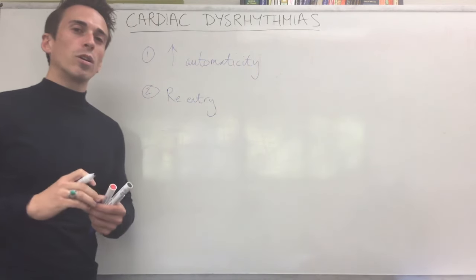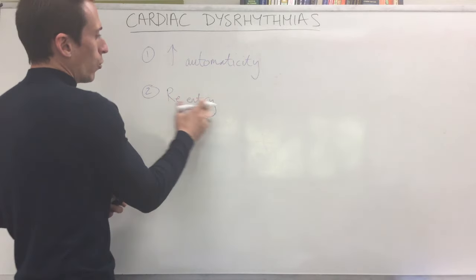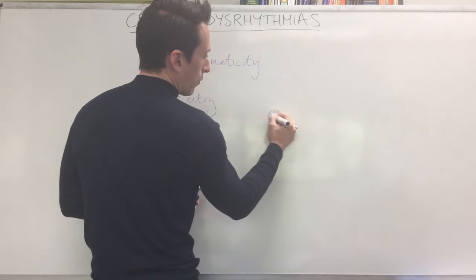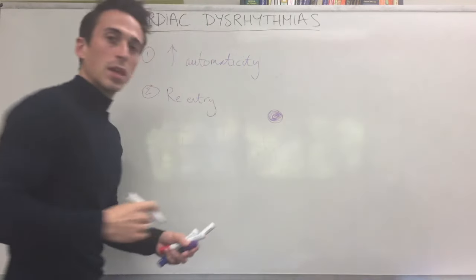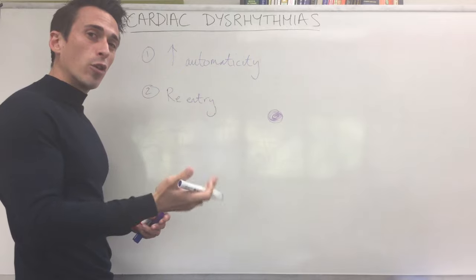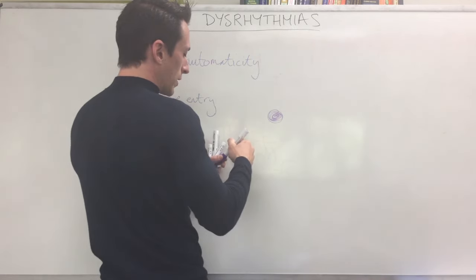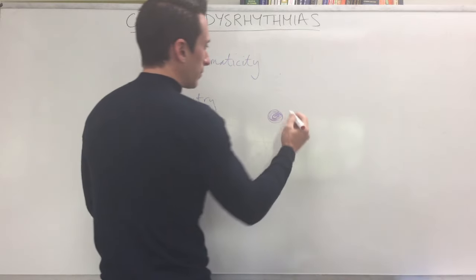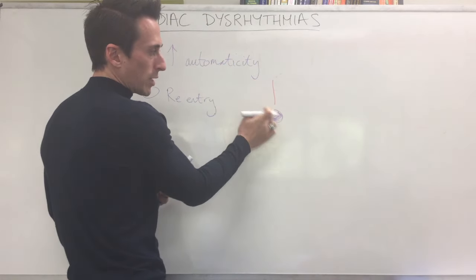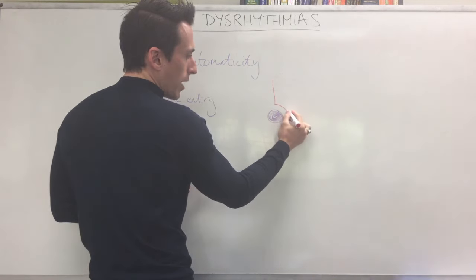So what are we talking about? Re-entry. Re-entry is basically when you have a particular area of the heart, and let's just say this is an area which has been scarred over or just doesn't conduct any electrical impulses. When this electrical signal travels down and hits this area where a signal cannot be sent, it has to travel around.